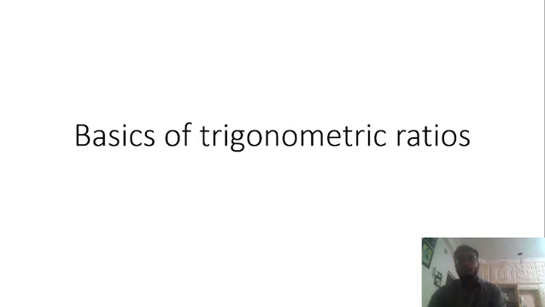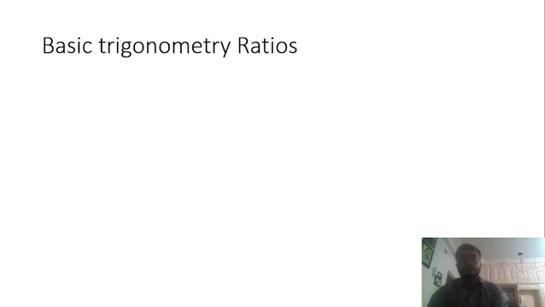Trigon is a Greek word which stands for three angles, and metric comes from the Greek word metron, which is measure. So three angle measurement is known as trigonometry. Let us learn first about basic trigonometric ratios.